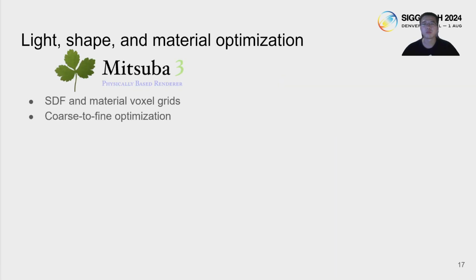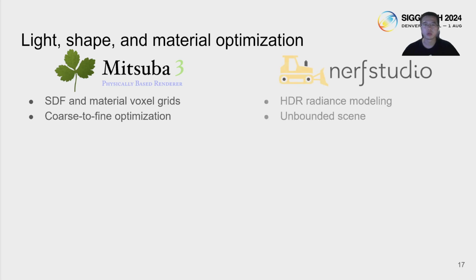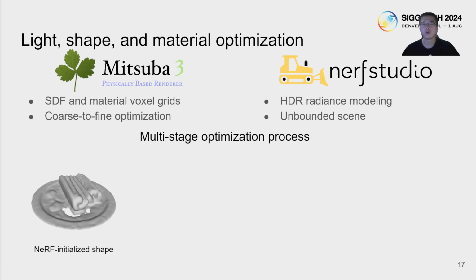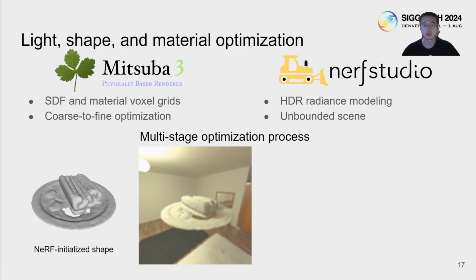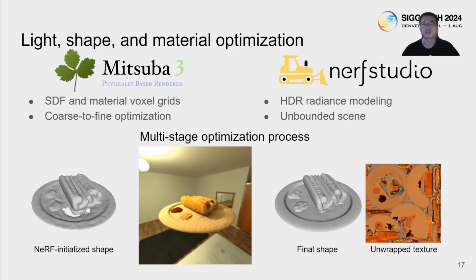We use SDF and material voxel grids to represent the object, and progressively upscale the voxel grids during optimization. We enable the NeRF to model HDR radiance to be suitable for light modeling, and apply contraction to handle unbounded scenes. To aid the convergence, we design a multi-stage optimization process. By first performing ordinary NeRF training and using the NeRF density to initialize the SDF shape. Then, we jointly optimize shape, material, and NeRF lighting. We obtain the final shape by marching cubes and texture unwarping.